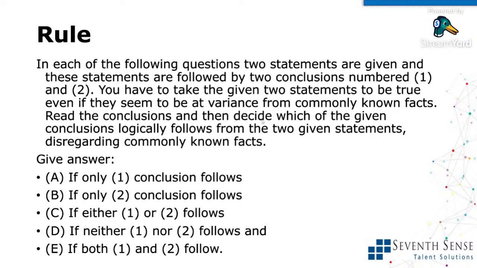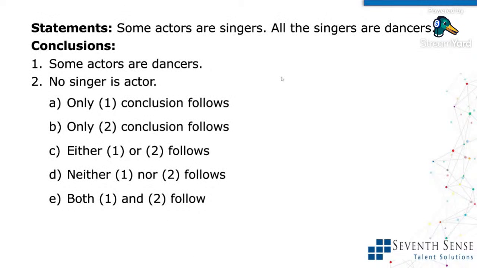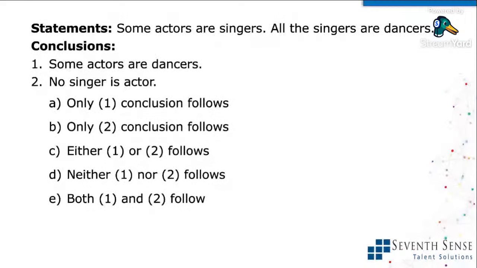First, rather than directly explaining it, I would like to take up one simple example question. Then I will explain how to do this correctly. So this would be your first question, guys. There are two statements, statement one and statement two: some actors are singers, all the singers are dancers. There are two conclusions: some actors are dancers, and the next one, no singer is an actor.